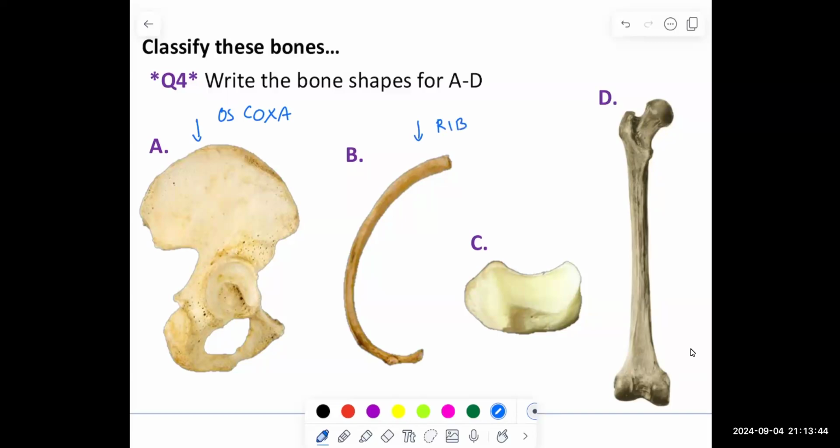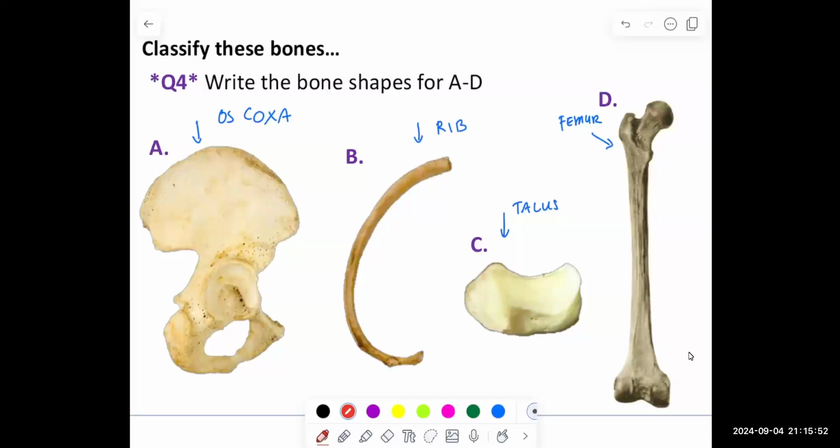This one, I don't expect you to know this one. This one is the talus. That is your ankle bone. This one, I absolutely expect you to know. The femur, the longest bone in your body. And I kind of gave it away. Tell me what the bone shapes are. Write them down on your card. I'll give you a minute or two. The bone shapes.